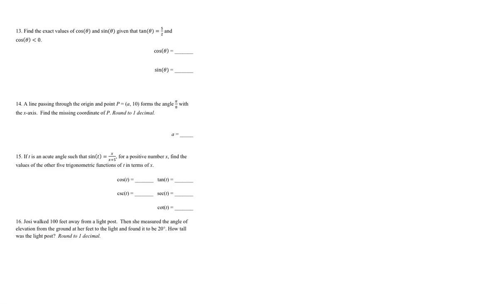Okay, we're going to find the exact values of cosine theta and sine theta given that tan theta is 5 over 2 and cosine of theta is negative. So I'm going to draw my triangle like so. It's going to be a -2 and a -5 since cosine is going to be negative. That also means sine is going to be negative. Okay, and so I'm going to pick my theta to be here.